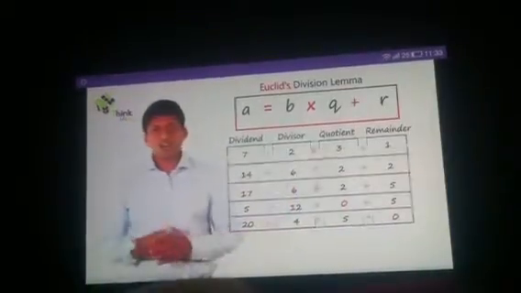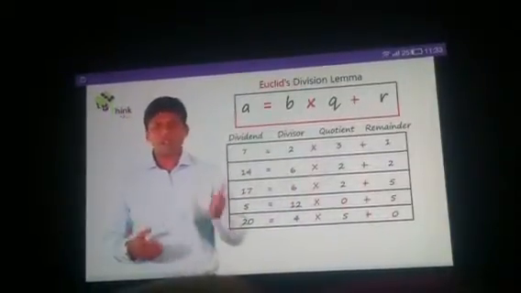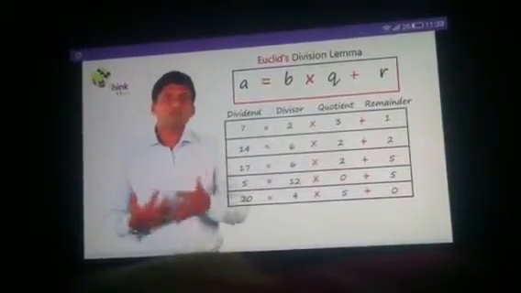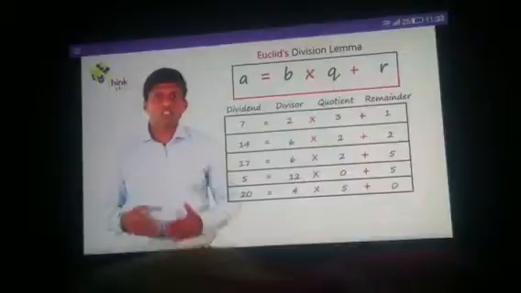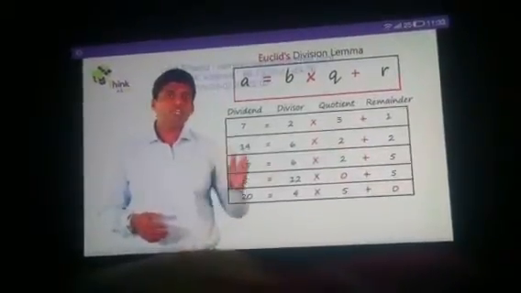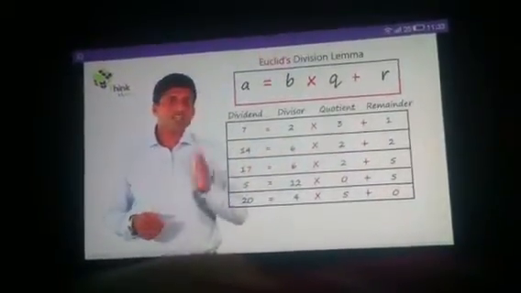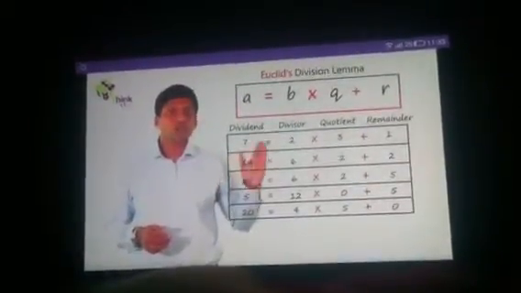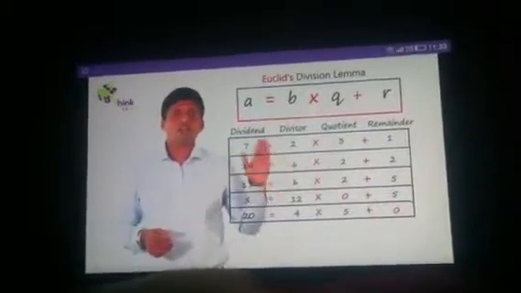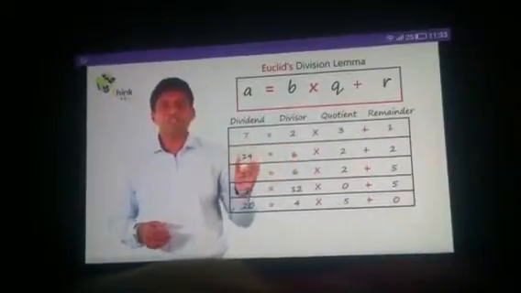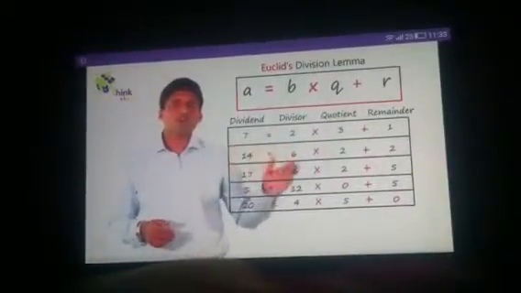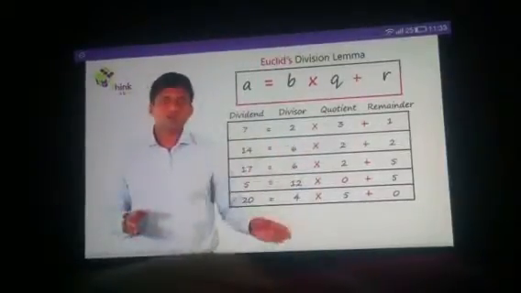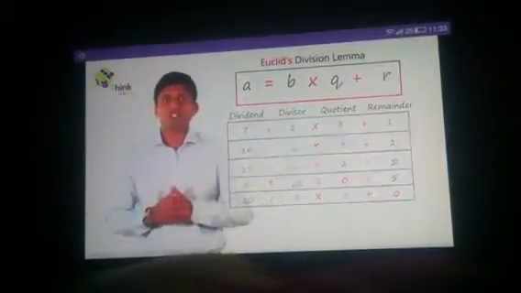So these are just some basic examples using numbers so that you understand Euclid's division lemma. So this is the same as a equal to bq plus r, where if a and b are integers, then you will have q and r which are unique, where 0 less than or equal to r less than b. It's very, very simple. I hope this much is enough for all of you to understand.